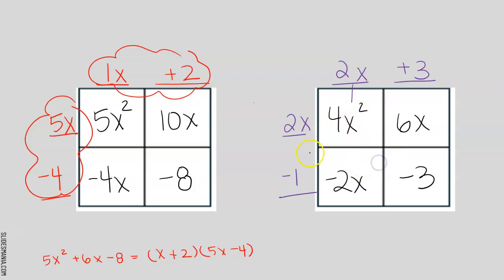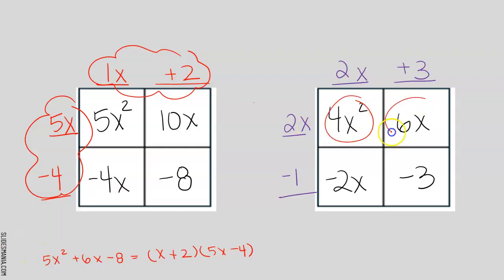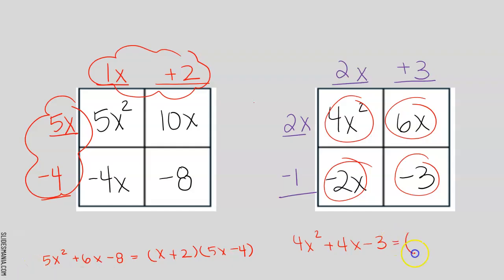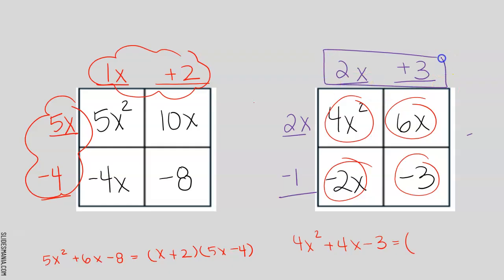Our expanded form is the inside of the box. So I would be adding all of these pieces together: 4x squared plus 4x minus 3. And then my factored form would be the outside of the box. So 2x plus 3 and 2x minus 1.